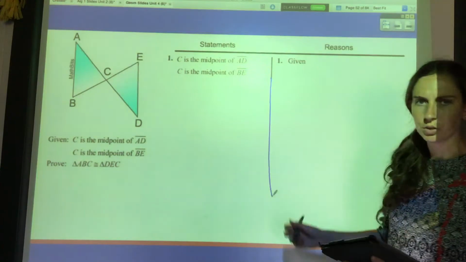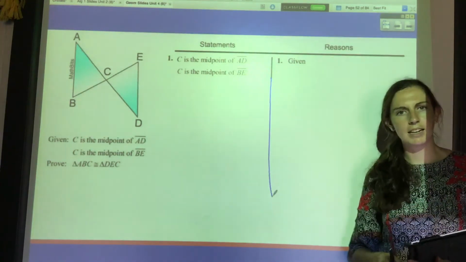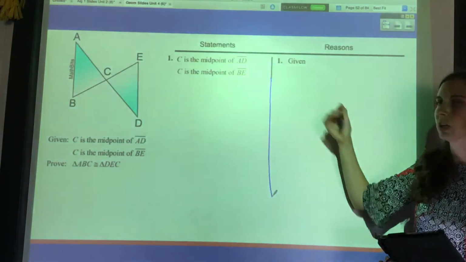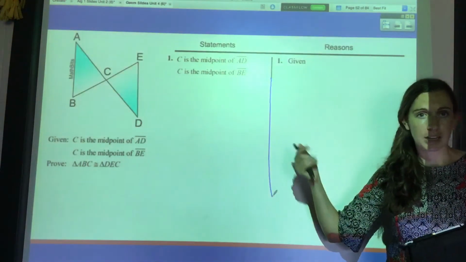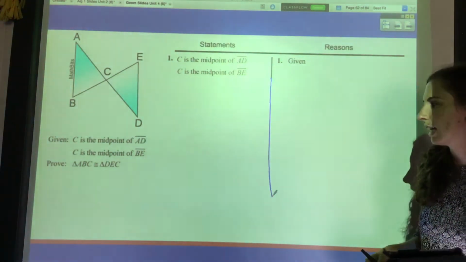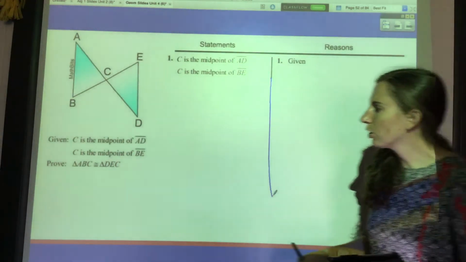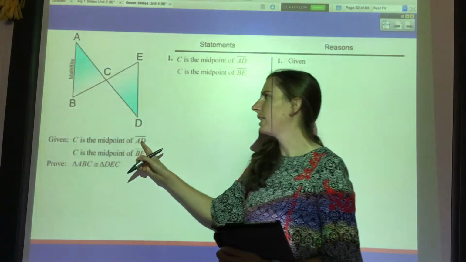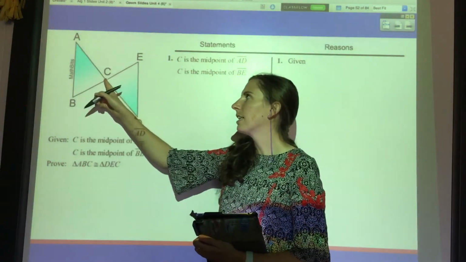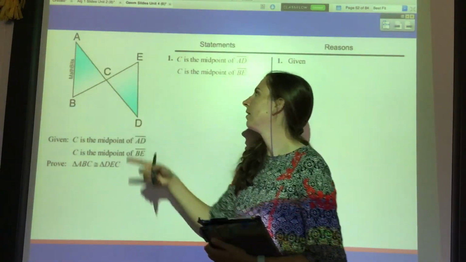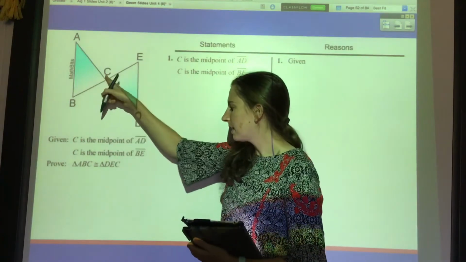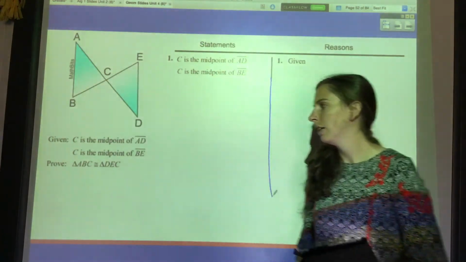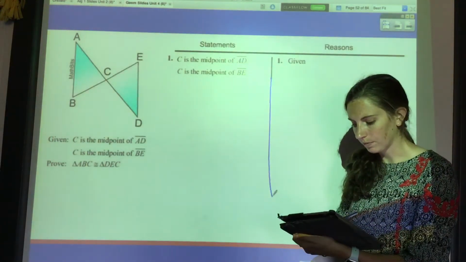Remember, you don't have to do a proof as 2 columns, but it can help you organize your thinking to be like, I need a statement and the reason for it. It could be a paragraph if you really wanted it to be, but it just kind of helps us organize. So again, I've got 2 triangles here. It says C is the midpoint of AD. So C is in the middle of A and D. And C is also the midpoint of B and E. Prove that they are congruent, the 2 triangles.